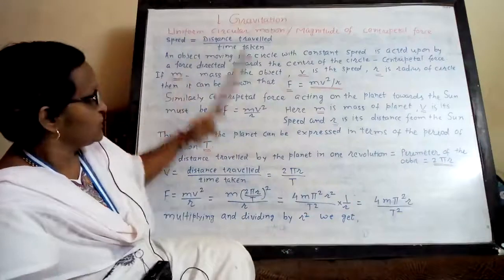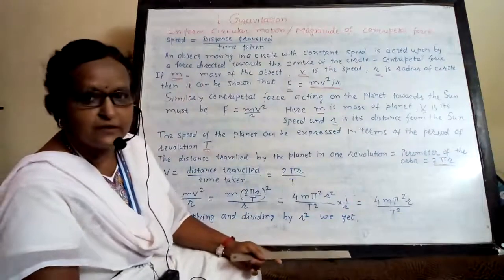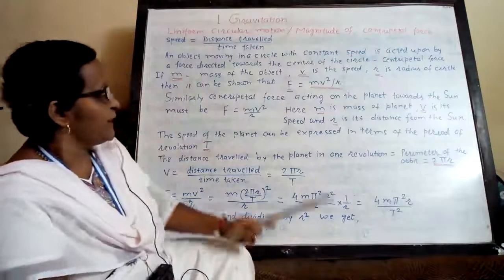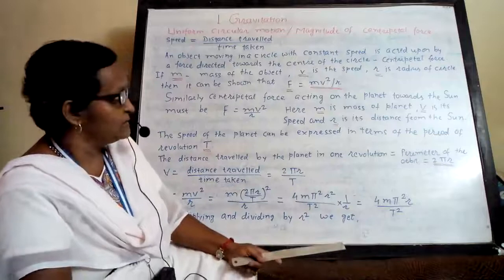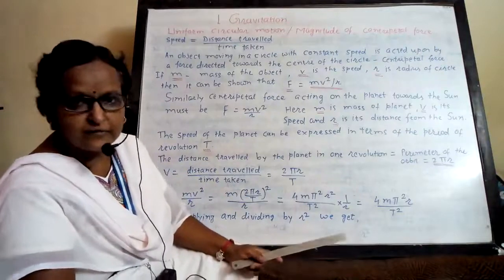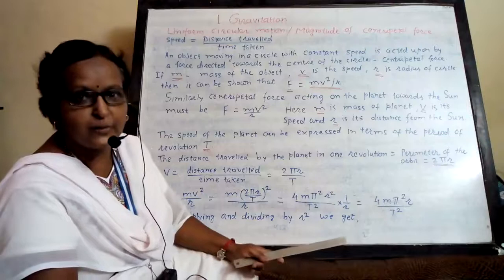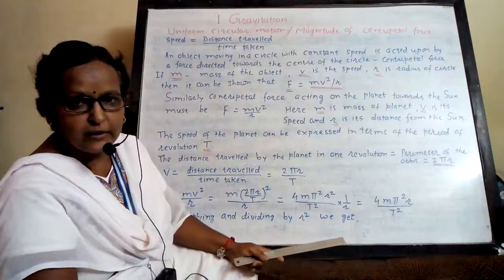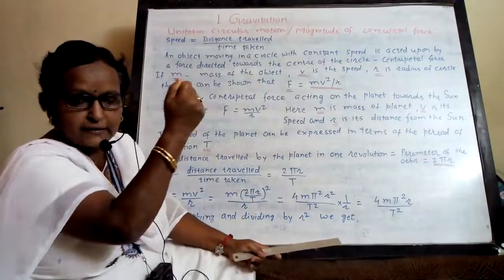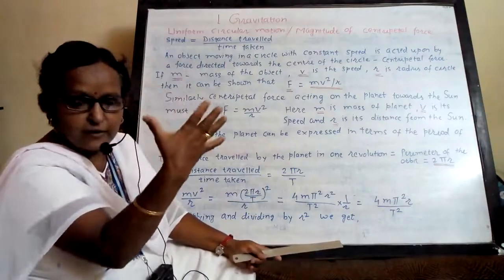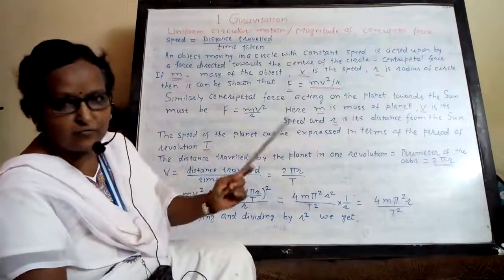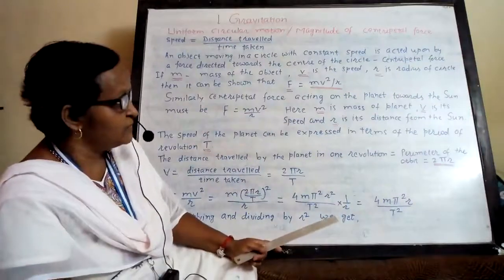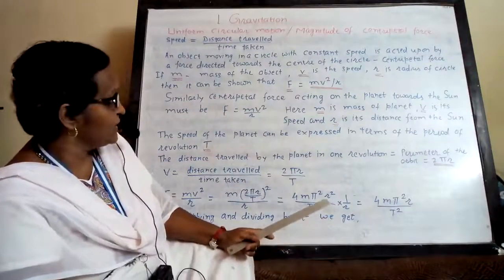An object moving in a circle with constant speed is acted upon by a force directed towards the center of the circle, and that force is called the centripetal force. We studied the experiment of the string. The string moves continuously in a circular manner whenever we hold it. If we release that force, it will fall out. So that force is called the centripetal force, the center-seeking force.